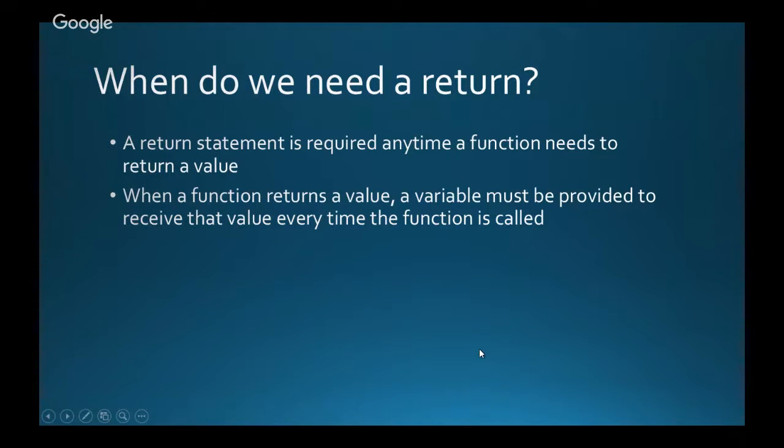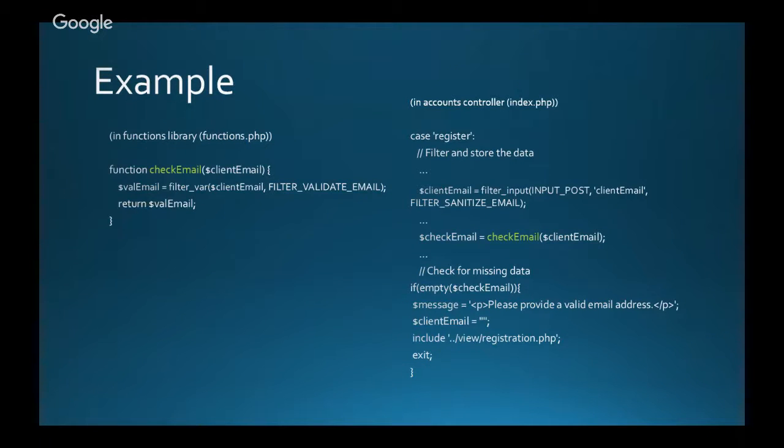When do we need a return? A return statement is required anytime a function needs to return a value. When a function returns a value, a variable must be provided to receive that value every time the function is called. So the example I'm using here is from our project. And in the functions library, we have a check email function. It sanitizes it and so forth, returns it as it filters. This one filters it and validates it.